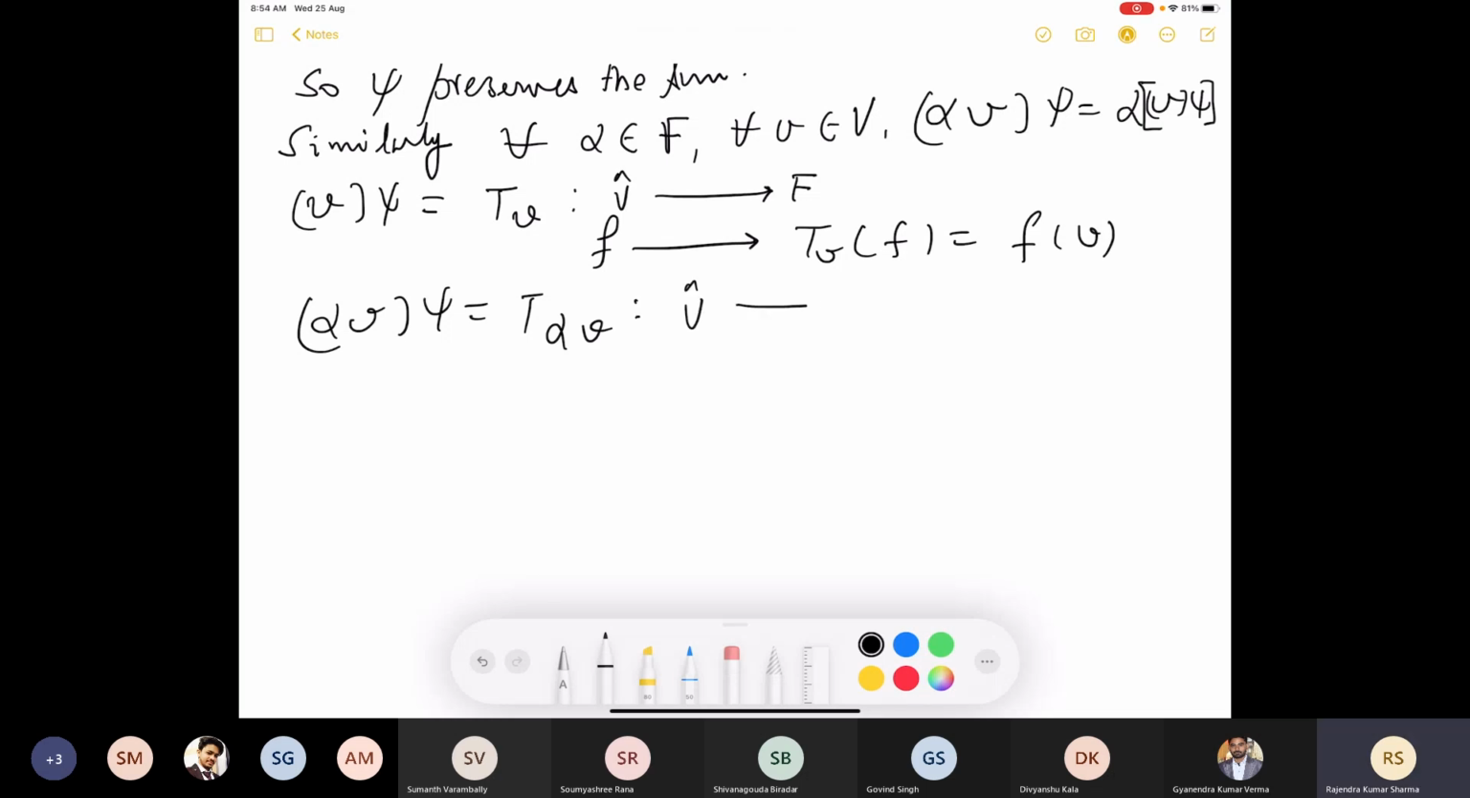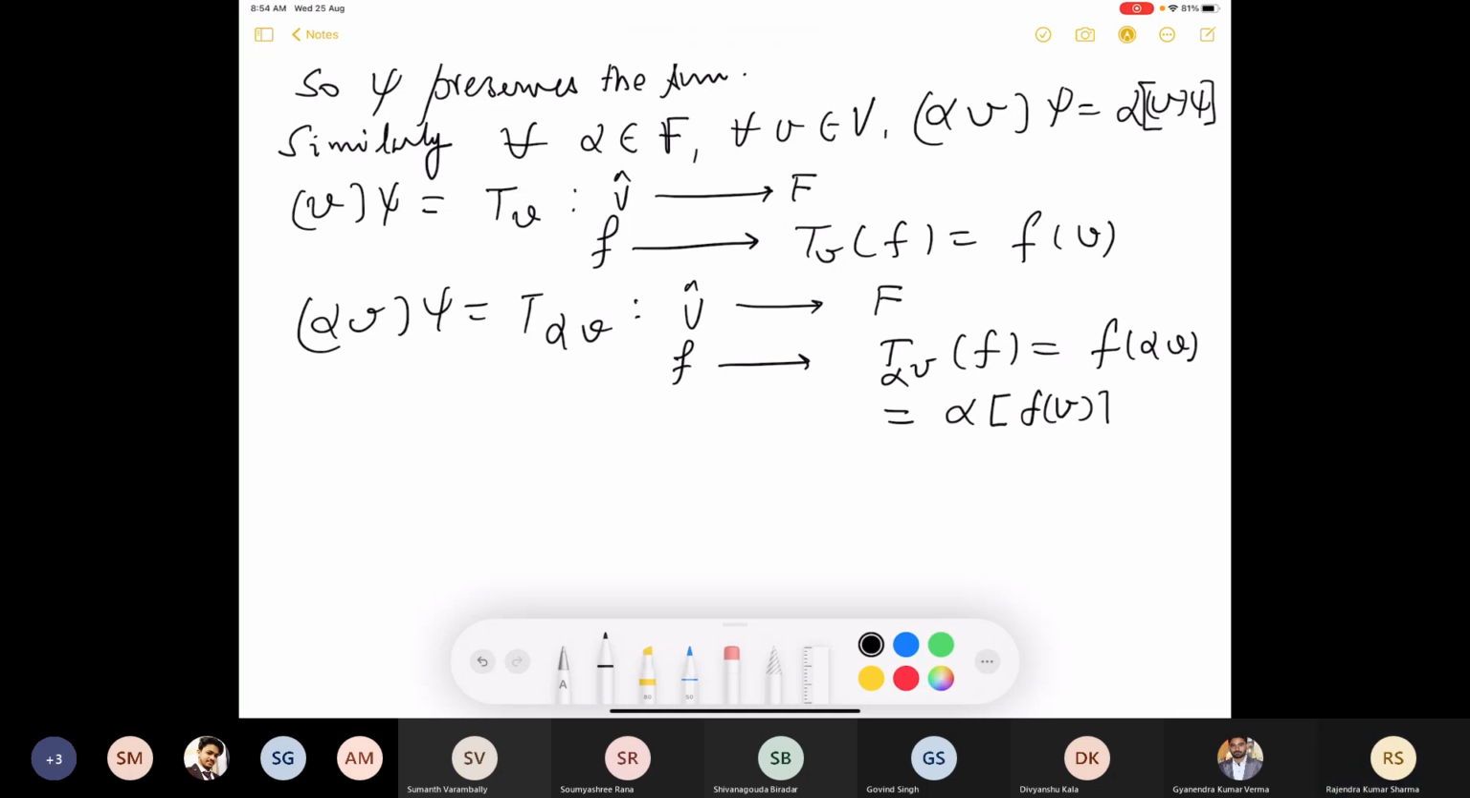Now T of alpha V is the map from V hat to F that takes f to T of alpha V of f. This is the same as f of alpha V. Now, f is a homomorphism because it is an element of V hat, so this is the same as alpha times f of V. Now, f of V is TV of f. It's alpha TV of f.